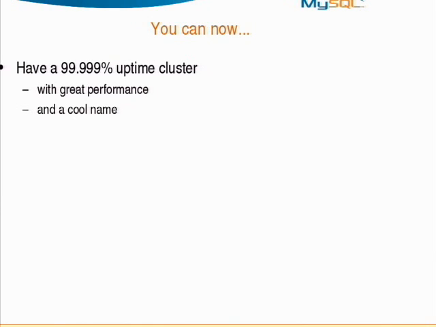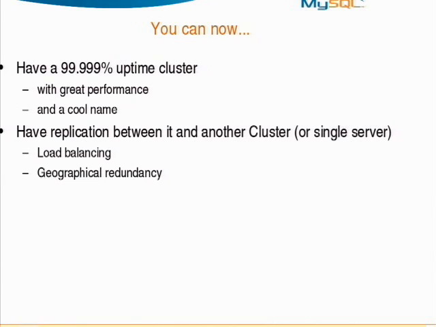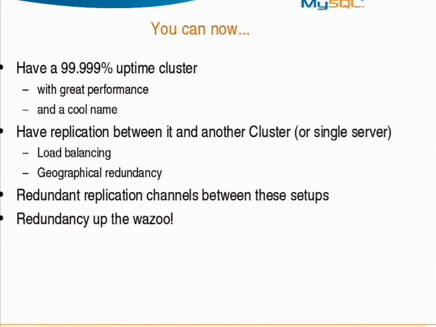So I think we have a cool name. NDB is cool. We have replication between it and another cluster. So you have load balancing and geographical redundancy. And we have redundant replication channels between these clusters, so you can have internet links go down and still have replication channels happening, otherwise known as redundancy up the wazoo.